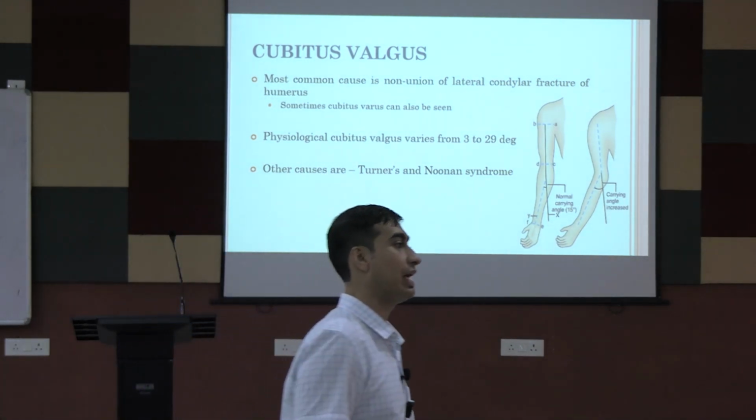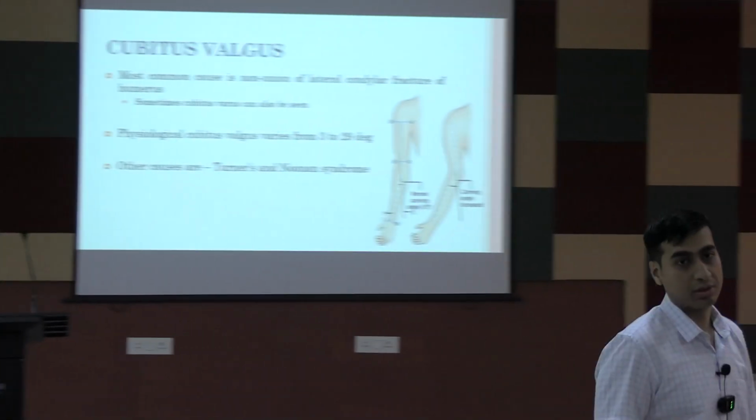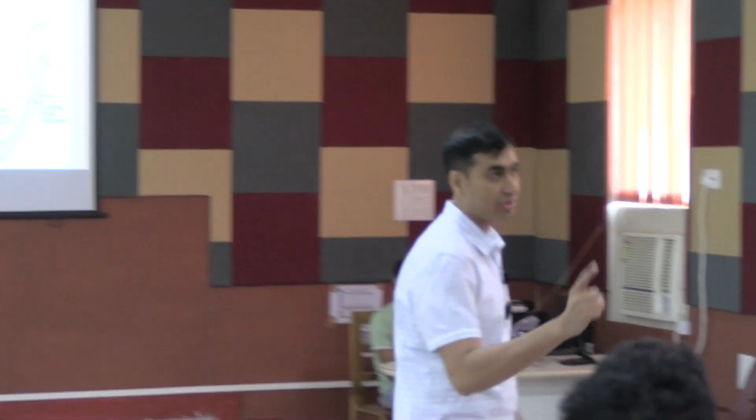And the problem with the lateral condyle fracture is it does not unite easily. Supracondylar fracture, even if the child is not taking treatment, even if it is fixed in a bad way, it will unite. In 90 to 95% of cases, it will unite. And it is exactly the opposite with the lateral condyle fracture.